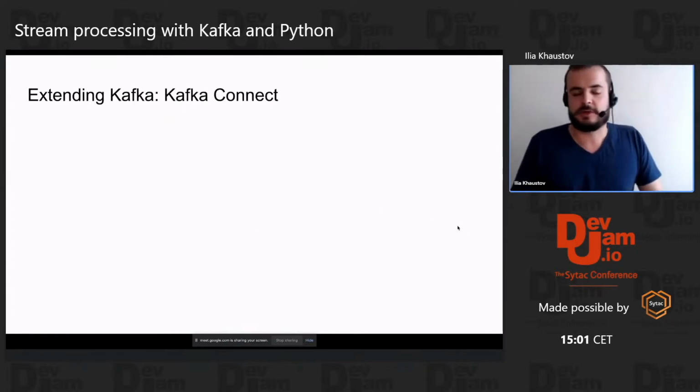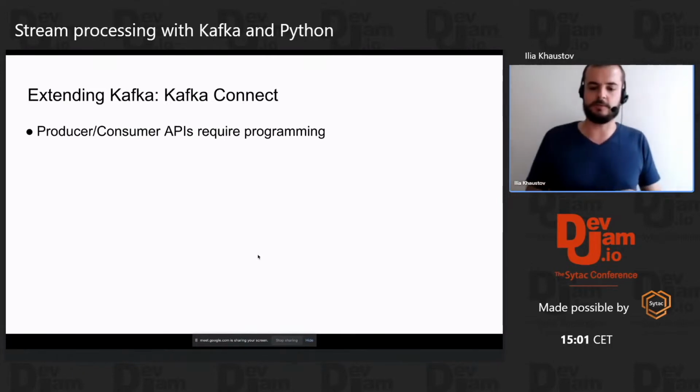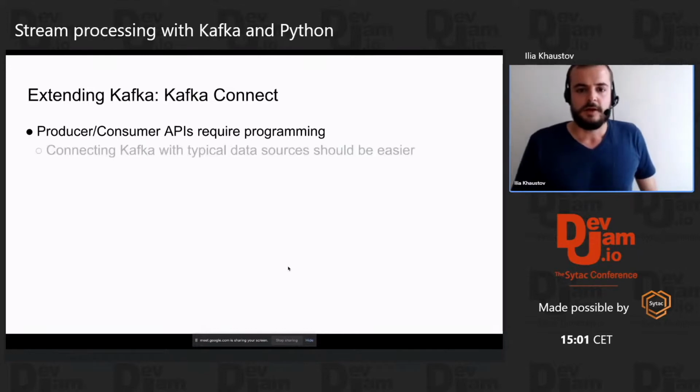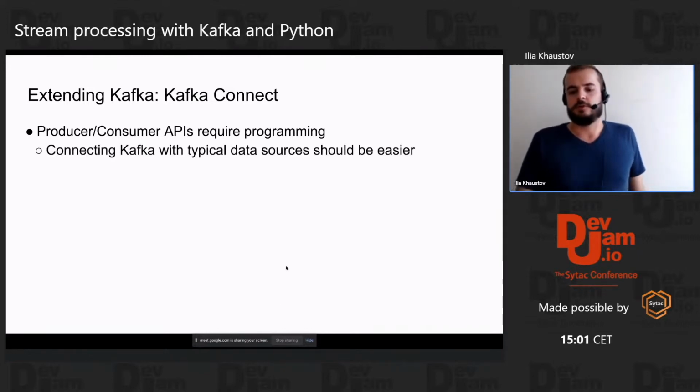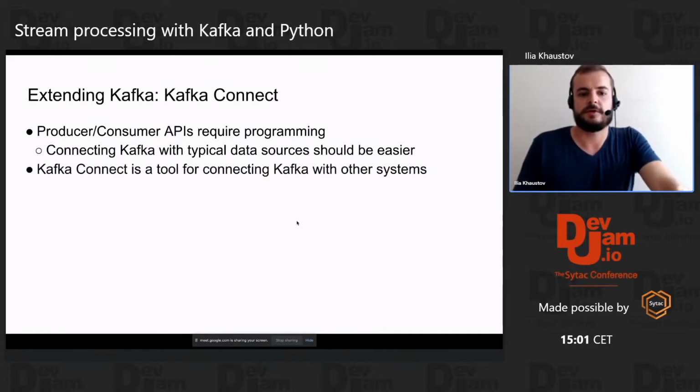Next, let's talk about Kafka Connect. It's a beautiful, beautiful thing. I like it very much. The reason for it is that, as we talked about producer and consumer APIs and their configuration, they require programming, they require trade-offs, making decisions, and it's not always easy. For typical data sources, typical situations where I just want to have my data in Kafka, it must be easier. And I agree with that. So Kafka Connect is a tool for connecting Kafka with other systems.